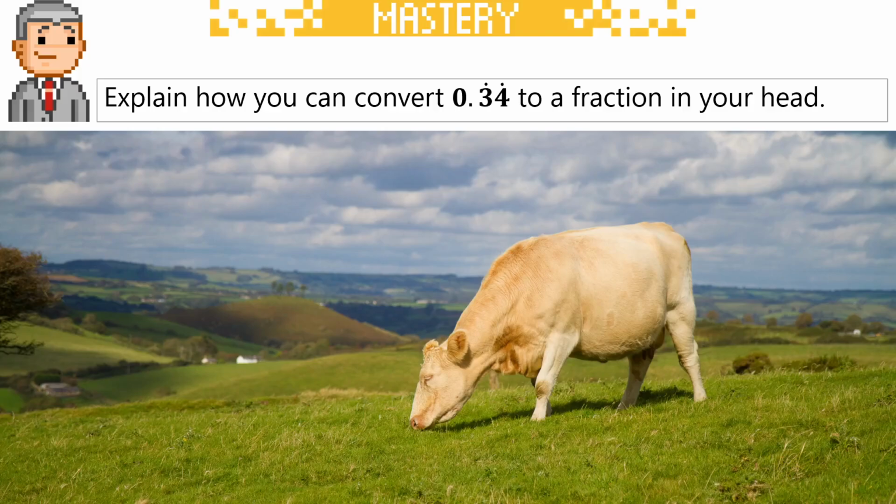Let's finish with this. Explain how you can convert 0.34 recurring to a fraction in your head. If you know the answer, write it in the comments below.